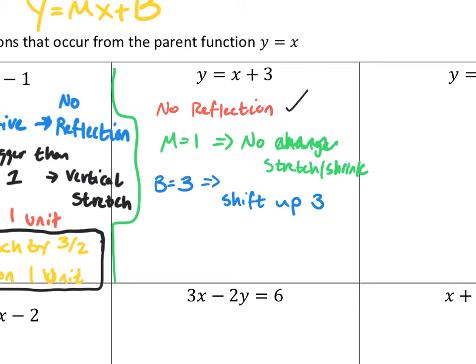Well, there's no reflection. I don't have to say that because nothing happened. There's no stretch or shrink. I don't have to say that because nothing happened. The only thing that happened was a shift up 3 units. So I would literally just say, hey, this shifts up 3 units. That'll be an answer. And that's your answer.